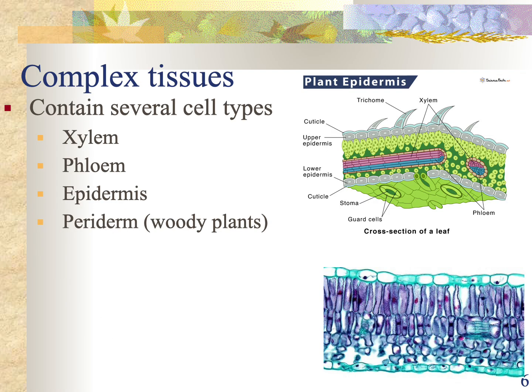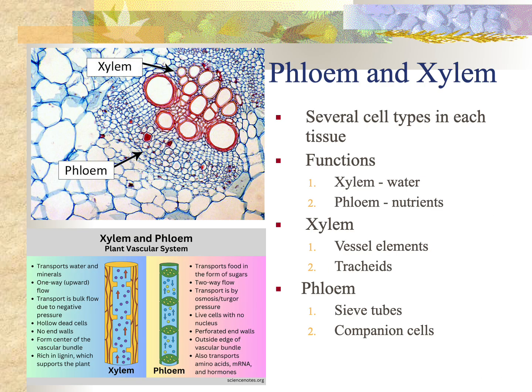Complex tissues, as I mentioned before: xylem, epidermis, periderm. That's the woody plants. These have several cell types, like you see in the epidermis. You see the regular cells, you see cells that form trichomes, you see the guard cells, things like that. Xylem and phloem. Xylem is water conducting tissue. Phloem contains tissue that conducts nutrients, sugars, things like that.